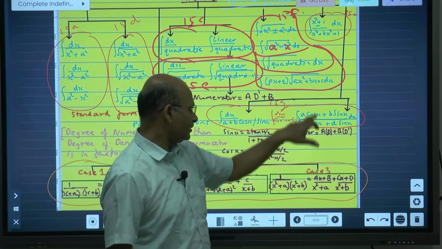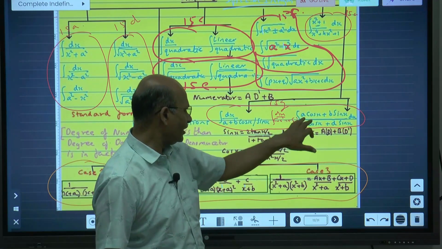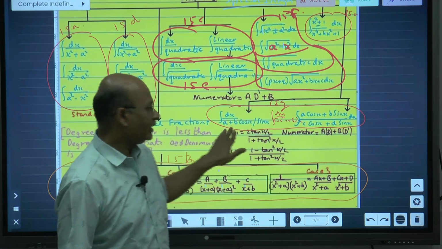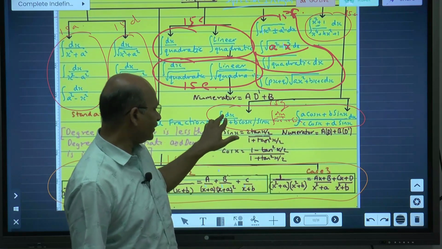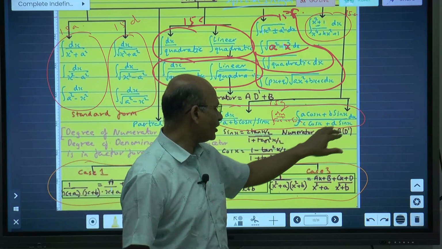In this case, you would put numerator is equal to this portion. Remember, it's different than this part. Here it is a combination of sin x cos x with nothing in the numerator. Here a cos x plus b sin x upon c cos x, very easy.